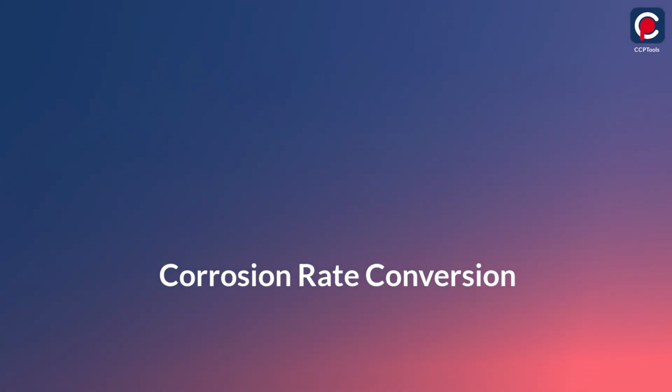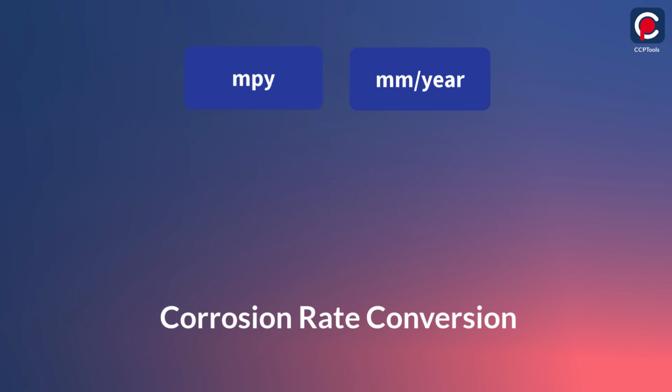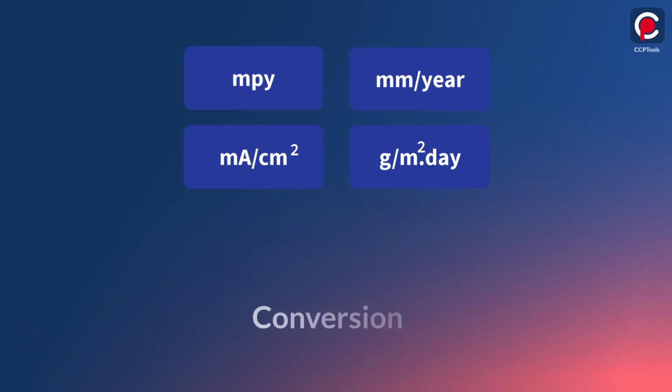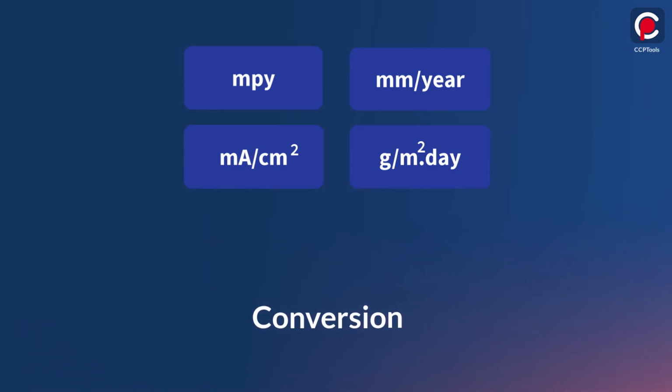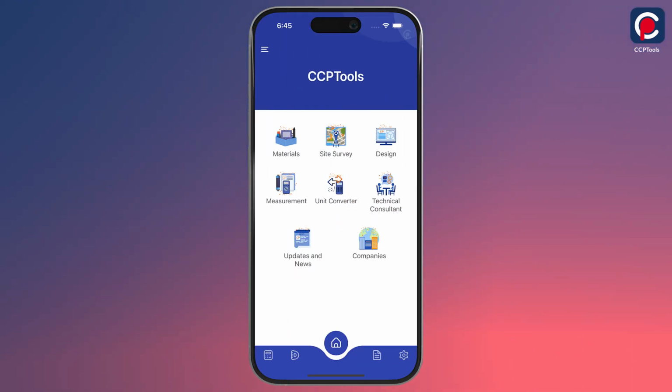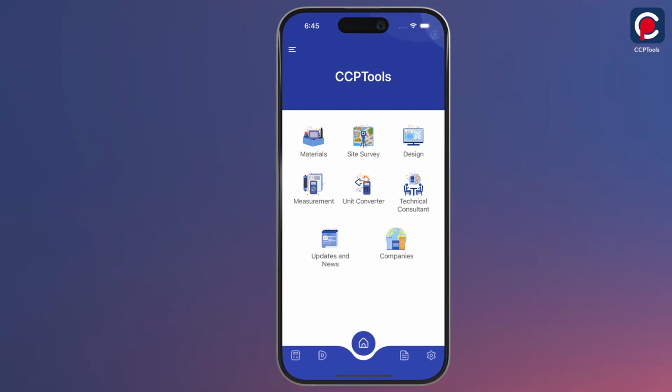Corrosion rates are commonly measured in MPY and millimeters per year. Other units include milliamps per square centimeter and grams per square meter per day. Converting between these units can be challenging and confusing, especially for less common ones. In CCPTools, you can convert between different units easily.